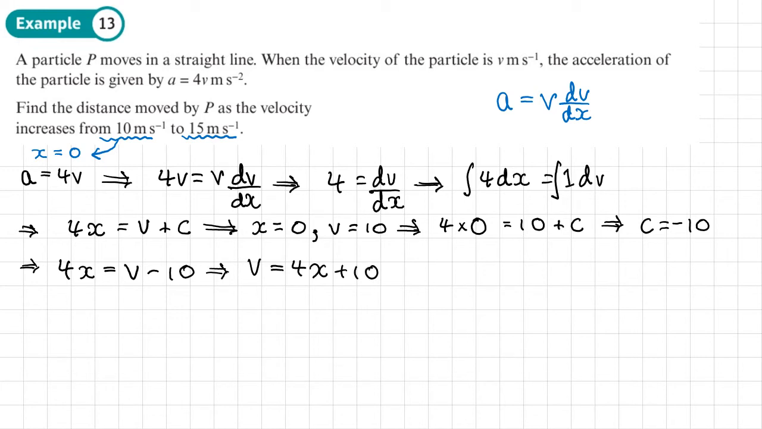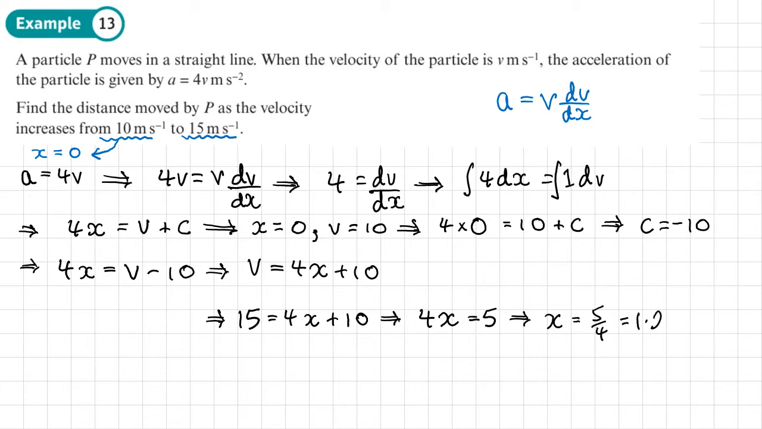So now we can put in the velocity of 15 and get what the displacement is. We remember we put the displacement here as 0, so whatever we get here, that is going to be the distance moved. So we have a velocity of 15, 4x plus 10, just rearrange that to find x. So take away 10 from both sides, so we got 4x equals 5, and x is going to equal 5 over 4, which I believe is 1.25, and that's going to be 1.25 meters.